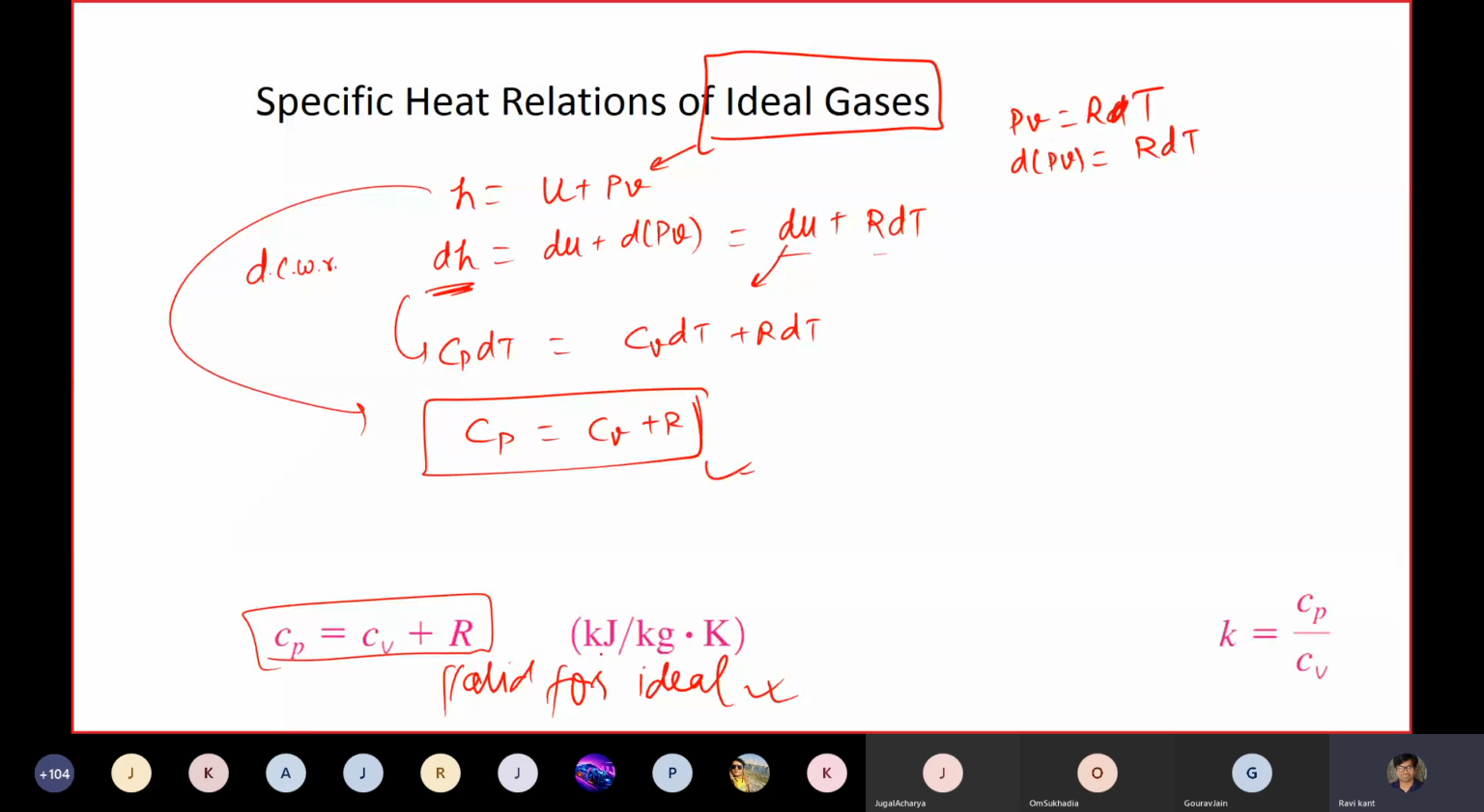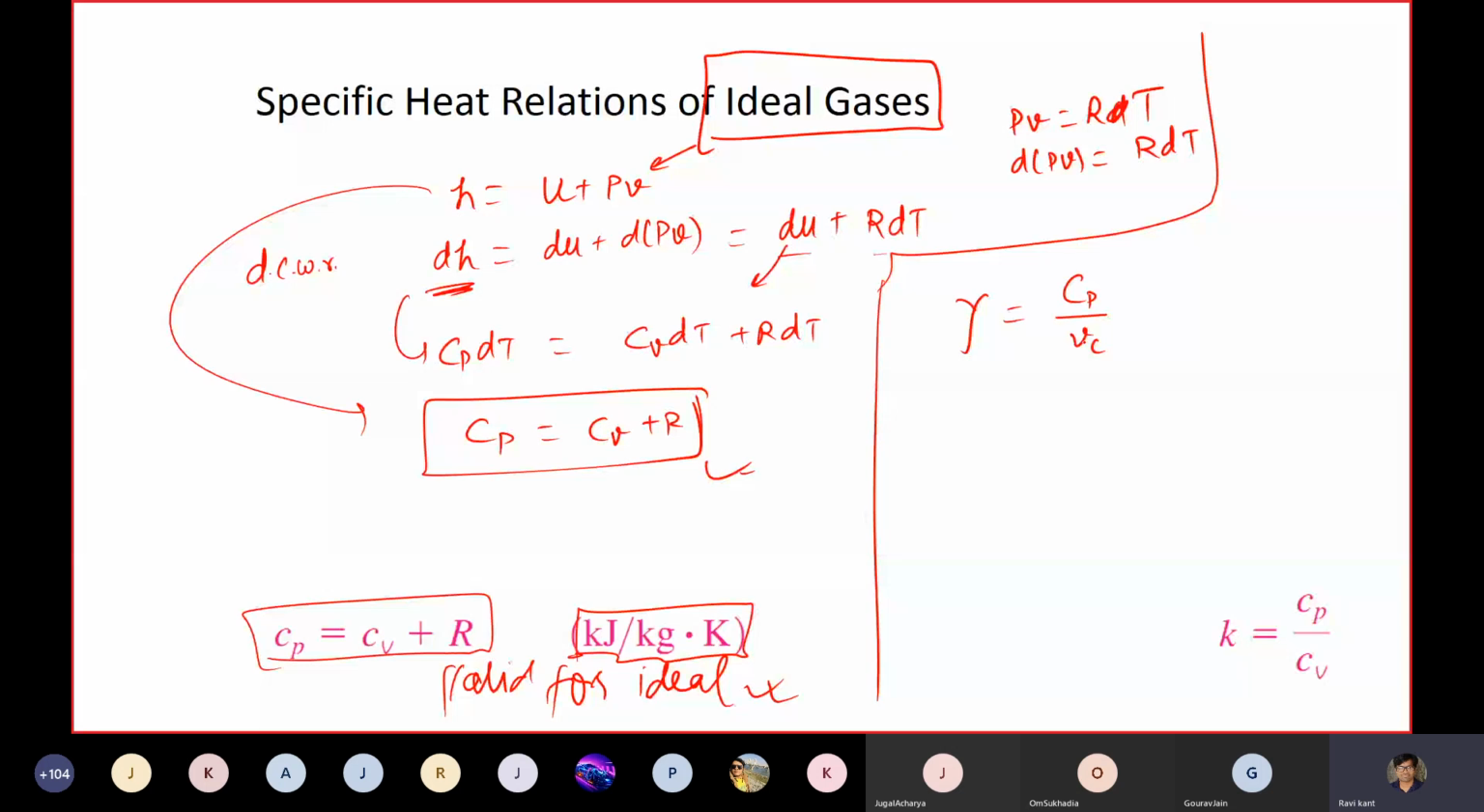Another quantity of interest in thermodynamic analysis is gamma, which is the ratio of Cp over Cv. This is also a strong quantity to be aware of. So this is called the specific heat ratio. Gamma is sometimes also denoted by small k, Cp by Cv.